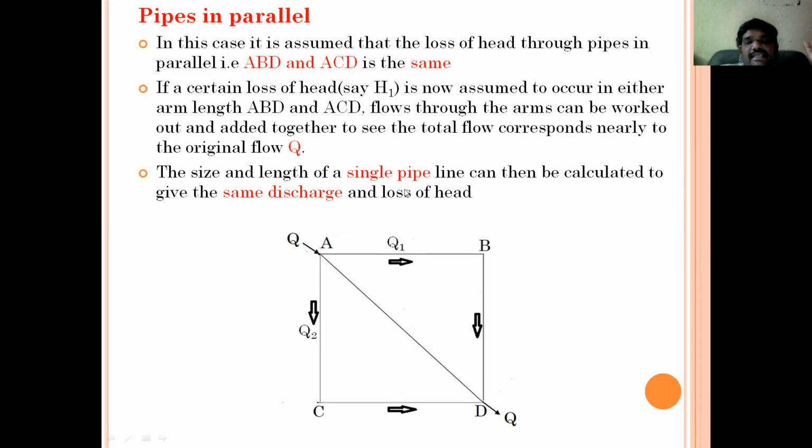For ABD and ACD, the known loss of head is the same. By assuming a head loss H1, the flows can be worked out and added together to see the flow corresponding nearly to Q. With that, the size and length of a single pipeline can then be calculated to give the same discharge and loss of head. This is about pipes in parallel.